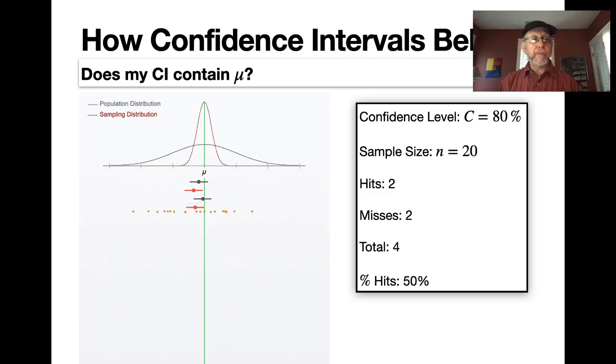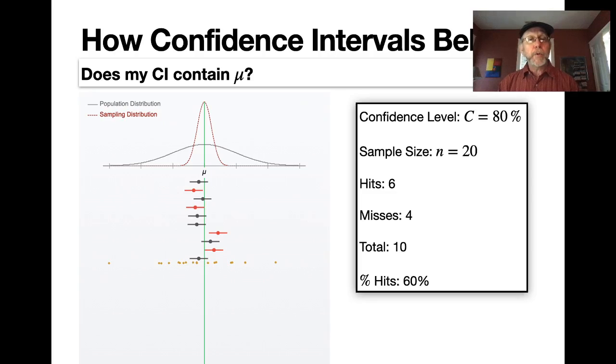Fourth interval, again, failed to contain mu. So now it's 2 out of 4 for a 50% hit rate. 3 out of 5 after 5 confidence intervals. Now we've got a 60% hit rate. 4 out of 6. 4 out of 7. We got another miss on trial number 7. 5 out of 8. And then 5 out of 9. We got another miss on trial 9. After 10 trials, we have 6 hits and 4 misses for a hit rate of 60%.